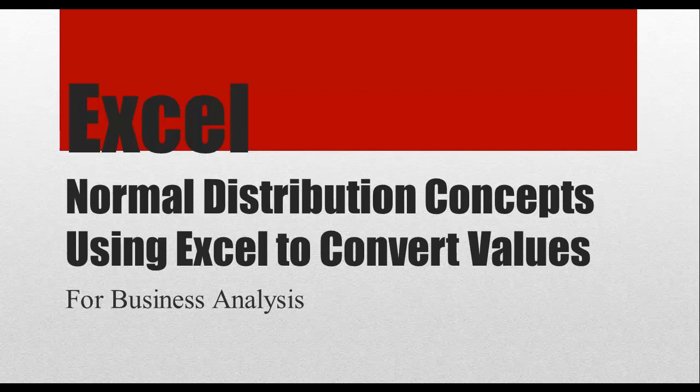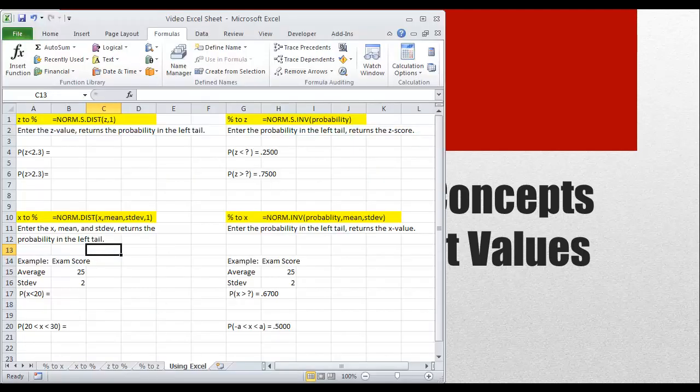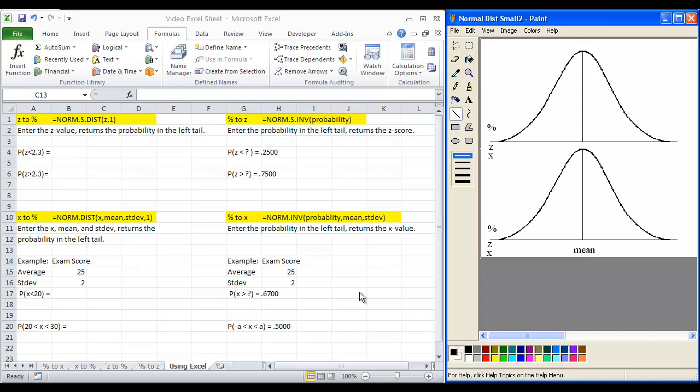In this video, we're going to be looking at using Excel to convert between the normal distribution and our x and our z and our percentage values and all of those. So in this one here, it's very similar to our prior examples. This one hopefully is the recap that you can watch to learn all the formulas at once.